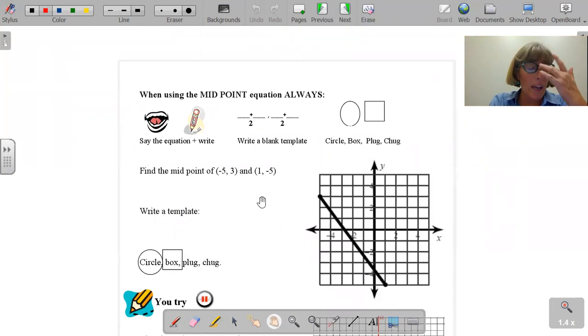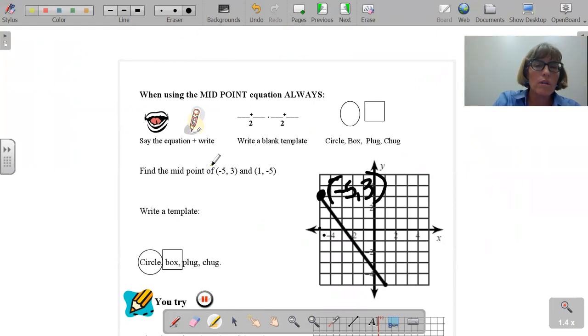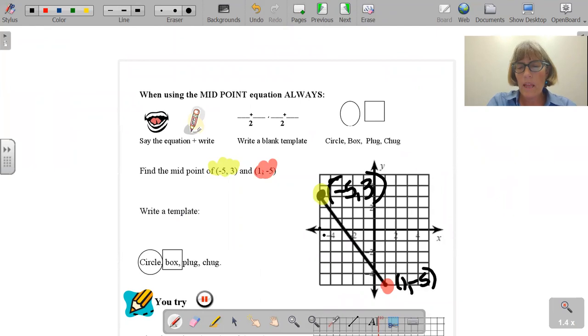So let's do this one together, and then you'll do one on your own. Let's find our coordinates. Our coordinates for this point is -5, +3. You can see that's this point right here. And then we have 1, comma, -5. We're going to find the midpoint.